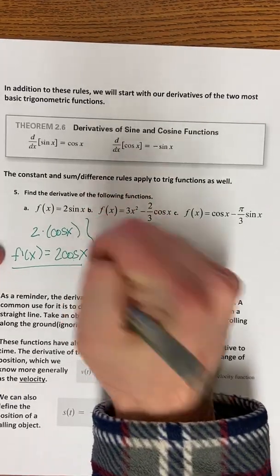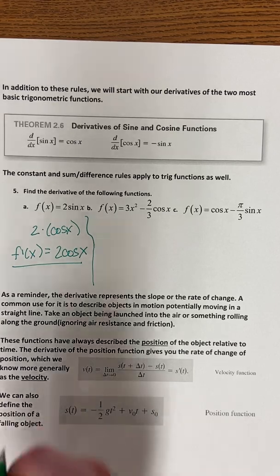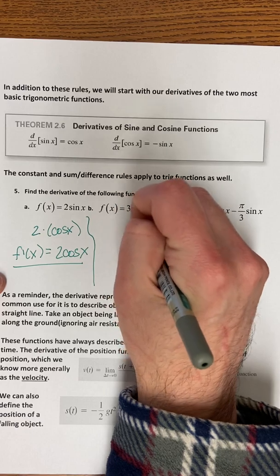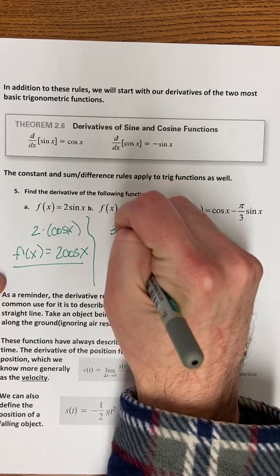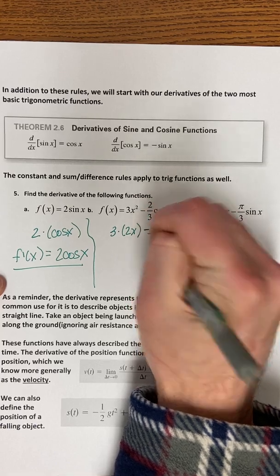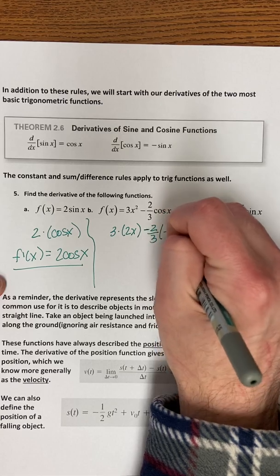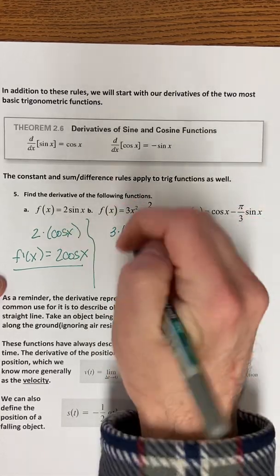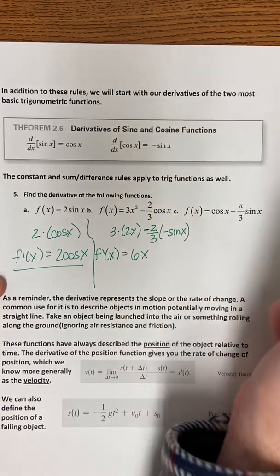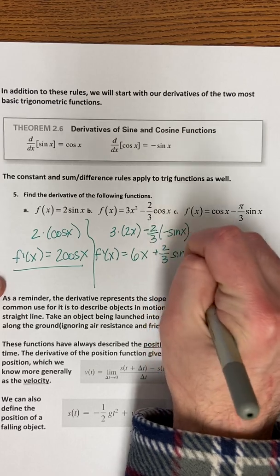What about b? f of x equals 3x squared minus 2/3 cosine x. Again, I can do these derivatives separately. The derivative of 3x squared is 3 times 2x. The derivative of the negative 2/3 cosine x, we leave the negative 2/3 multiplier there. The derivative of cosine x is negative sine x. So that means my total derivative here would be 6x plus 2/3 sine x.